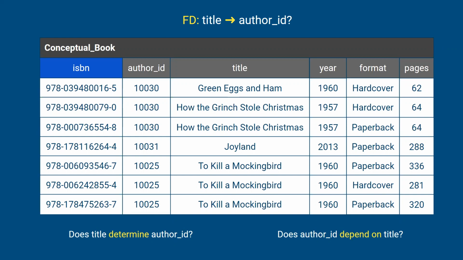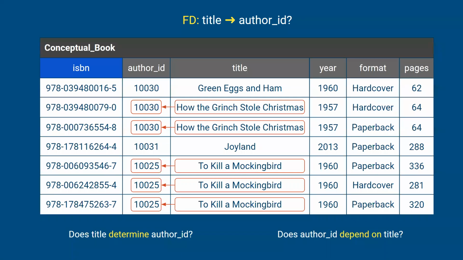But in this case, does the title determine the author ID? For a moment, let's assume that we have no two different books with the same title. If you think about the book, all the text in this book has a title, and if there's another book that has that same title, it's got the same text. So under that assumption, yeah, for a given title there's only going to be one author.